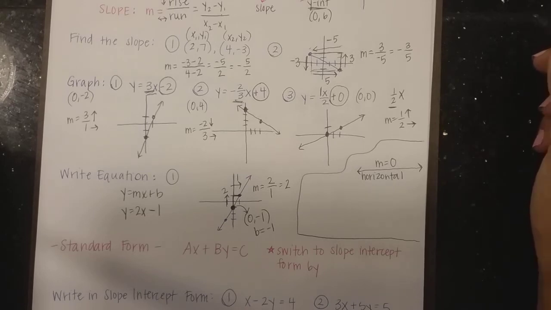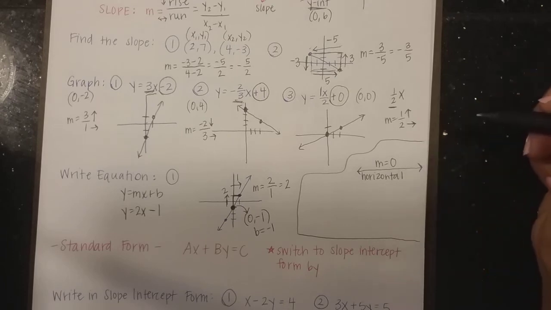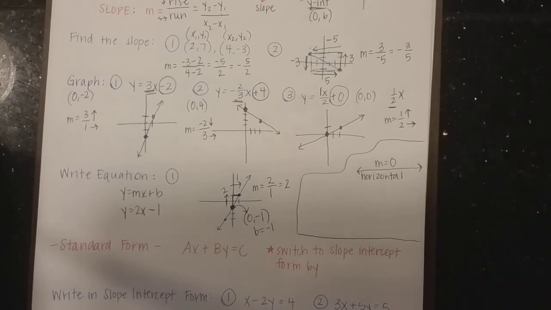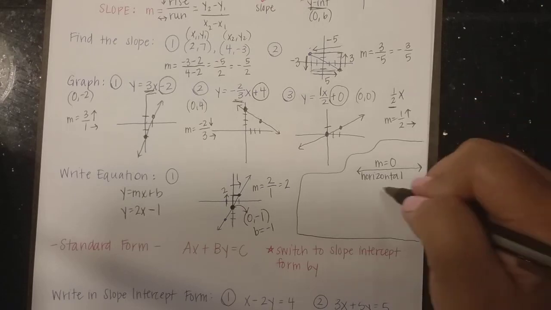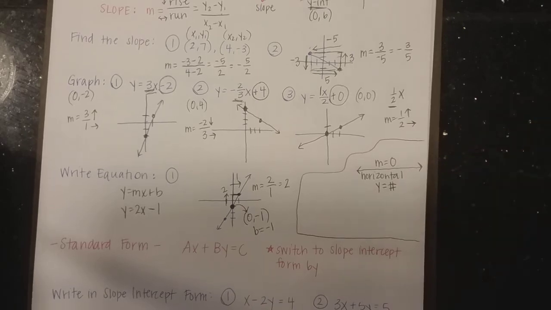So for every horizontal line, your slope is 0. Now, if I give you an equation and you have to figure out what the slope is, a horizontal line is going to look a little different. It's not going to have an x and a y in it. It's only going to have a y. So a horizontal line is going to be y equals a number. So y equals 2, y equals 5, y equals 10. So your horizontal line is y equals.